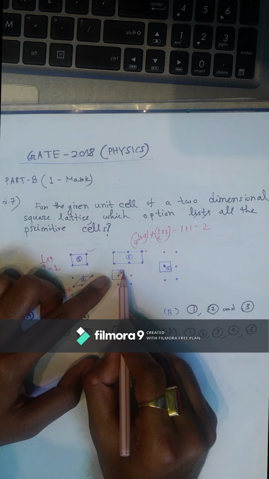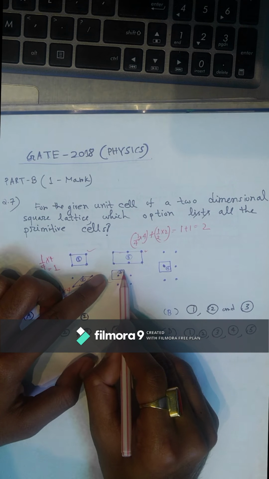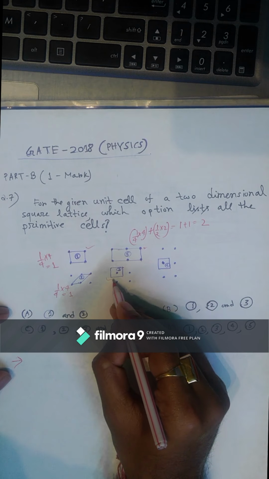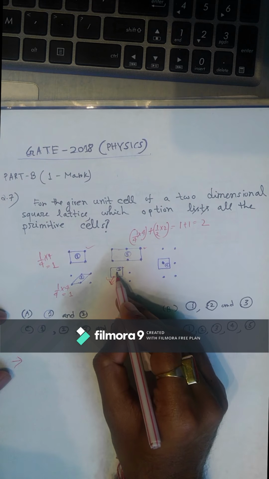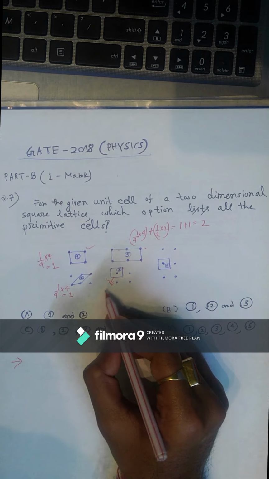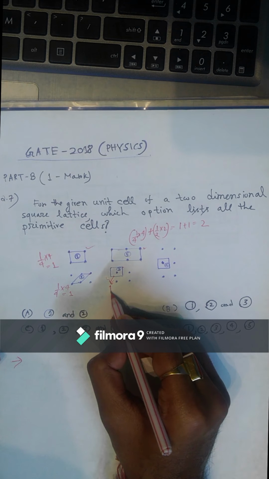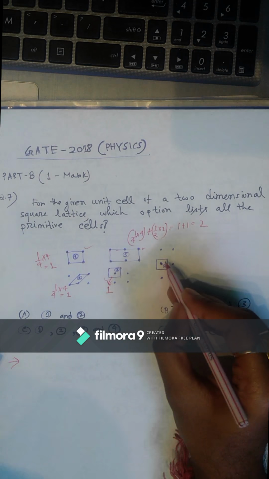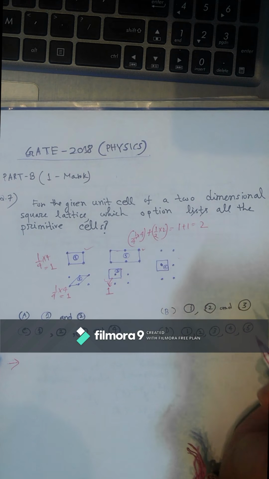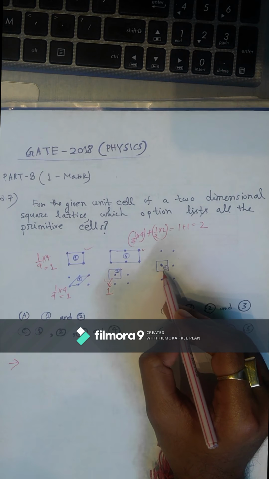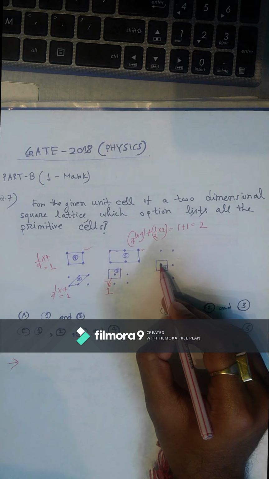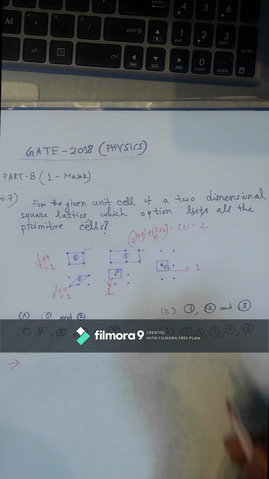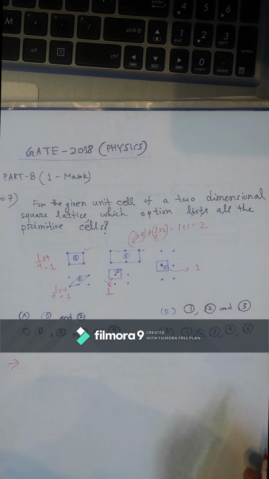Here we can see that in the corners of this unit cell there are no atoms, but in the center there is one atom. So only this atom contributes to the effective number of atoms in the unit cell. So here the number of atoms will be 1. And similarly for this unit cell, the corner atoms are not contributing. Only the middle atom is contributing to the unit cell. Similarly, here the effective number of atoms will be 1.